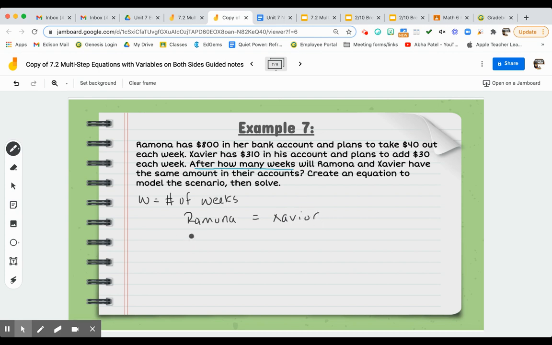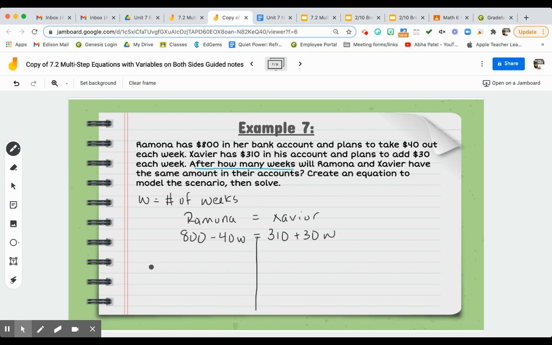So Ramona starts off with $800. And she plans to take out. So I added a plus there. I actually have to take that out and put it at minus 40. Takes out 40 each week. So minus 40 times W is equal to, that's Ramona's situation. Xavier has $310. So he starts off with $310 and he plans to add $30 each week. 30 W. And what you want to know is, it's saying after how many weeks will Ramona and Xavier have the same amount. That's why you're making it equal to each other.